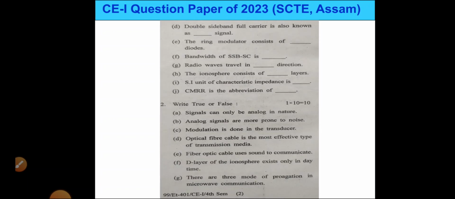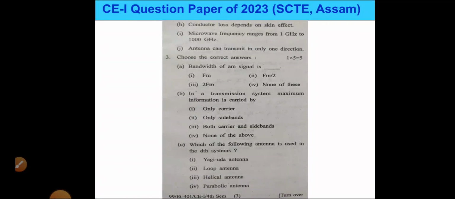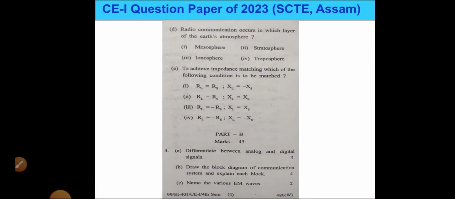So these are the question number 1, fill in the blanks. Question number 2, write true or false. Here 10 questions are there in true or false in question number 2, so you have to answer whether the statement is true or false. Then question number 3, choose the correct answer. There are 5 questions, from which you have to find out the correct answer.